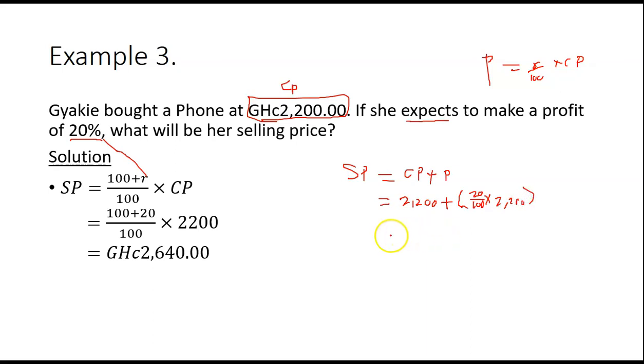2,200. So let's find that. So we have 2,200 plus... Now, these two zeros can take away these two zeros. So when you do 20 times 22, 2 times 22 is 44, isn't it? And the remainder 1 0, you have 440. So you can use your calculator. 20 over 100 times 2,200 gives you what? 440. So 2,200 plus 440 gives you what? 2,640 Ghana cedis. So this is another way of solving it.